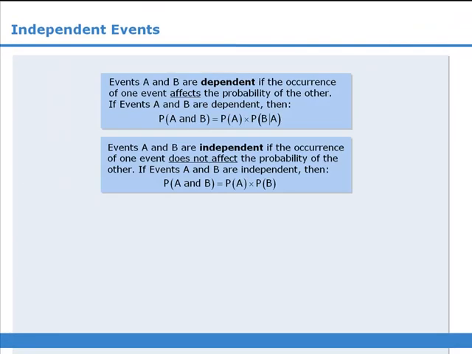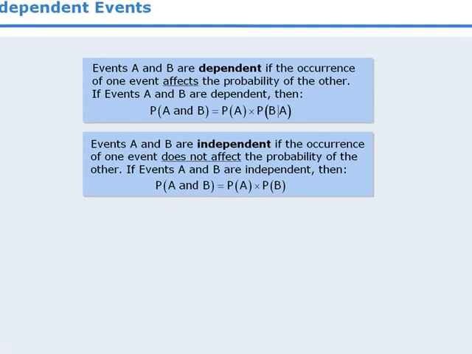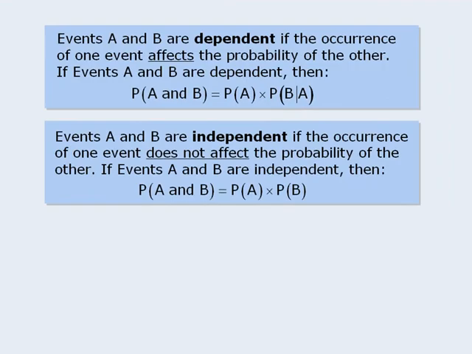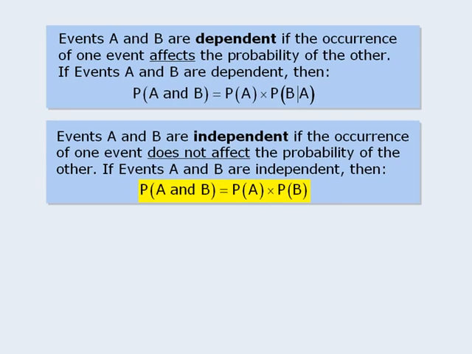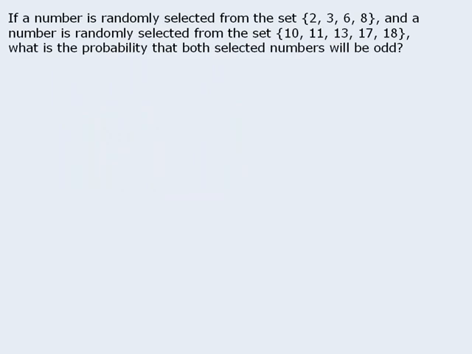The important feature about dependent and independent events is that they affect the formula related to the probability of two events both occurring. If two events are dependent, then the probability that events A and B both occur is as follows. And if two events are independent, then the probability that events A and B both occur is shown here. Now let's apply our knowledge of dependent and independent events.